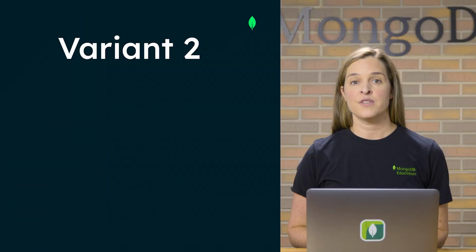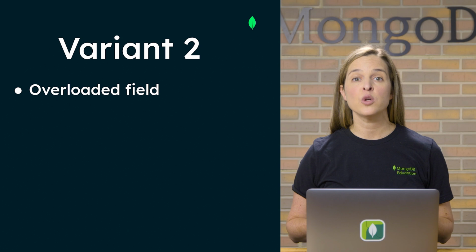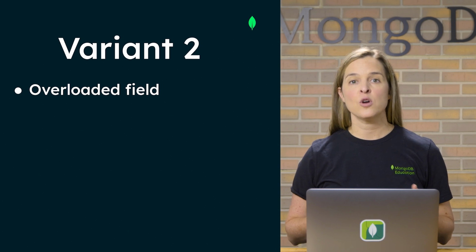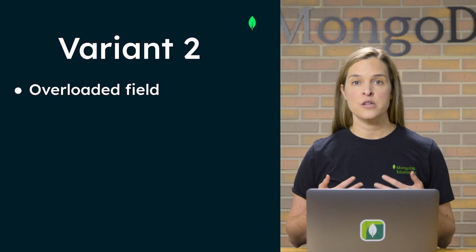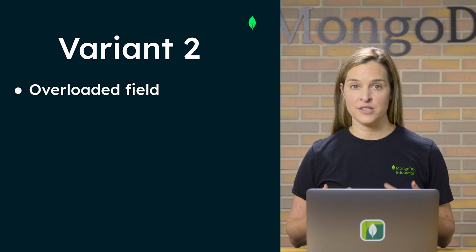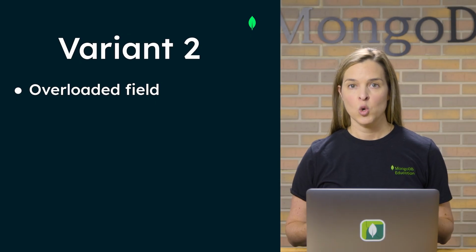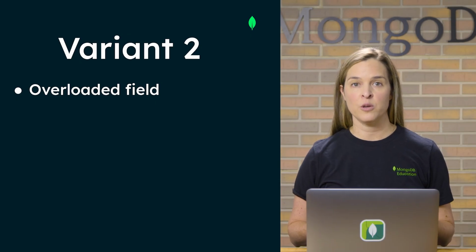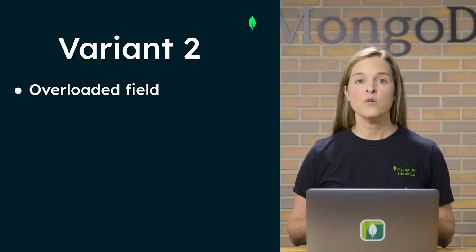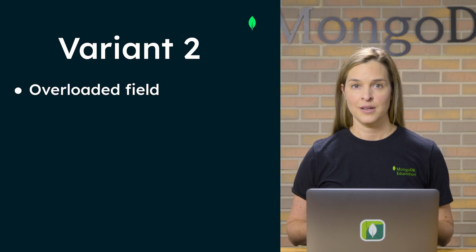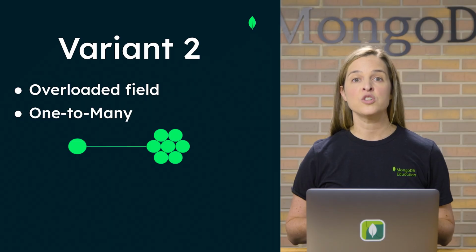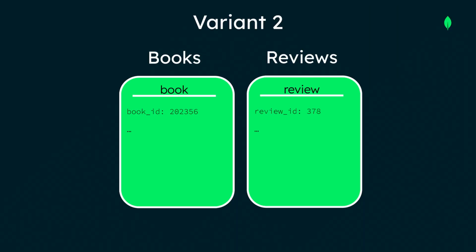The second variant of the single collection pattern uses an overloaded field. A field is overloaded when it is used for another purpose other than its original intent. In this case, we're using the field to identify the documents in the single collection and also to enable efficient queries, hence the term overloaded. This variant is used to model one-to-many relationships only. Let's look at an example of using the single collection pattern to model a one-to-many relationship.